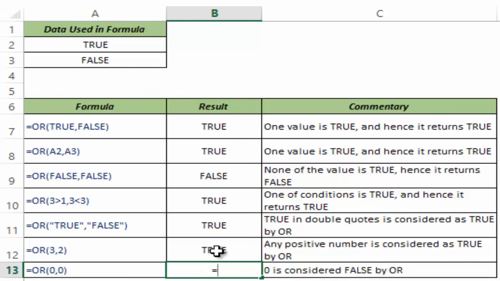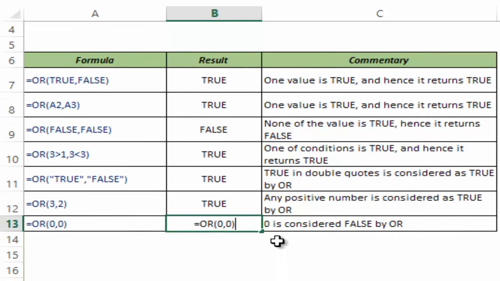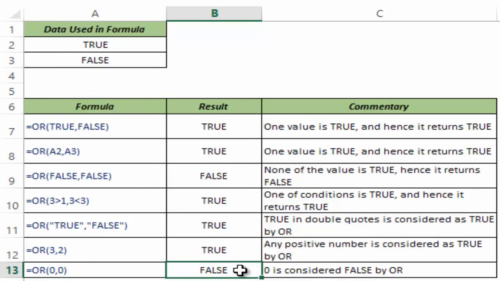Let me show you what happens if I only use 0. I type 0, comma 0, and you can see that when I hit enter, it returns false because 0 is considered false by OR.